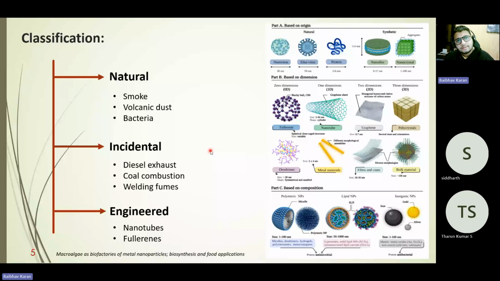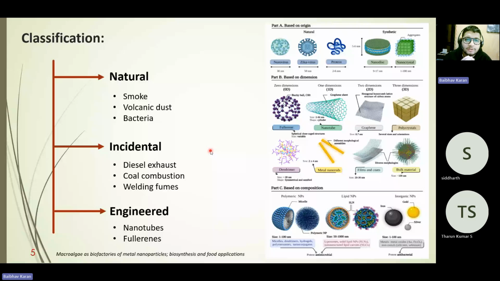Then there are various other classifications, such as on the basis of origin and on the basis of dimension. On the basis of dimension, as I showed you in the first slide of the first presentation, there are four types: zero dimension, one dimension, two dimension, and three dimension nanomaterials. The definition of nanomaterial says that at least one of the dimensions is in the nano range. In zero dimension nanomaterials, in all the directions, the x, y, and z axes, the nanoparticles are in the nano range, that is less than 100 nanometers.